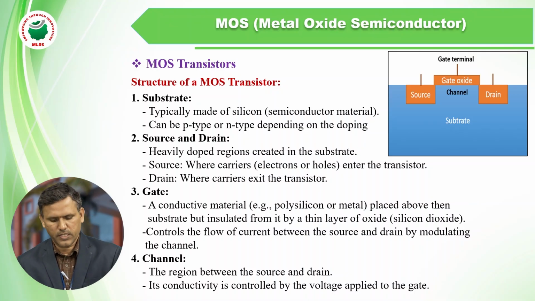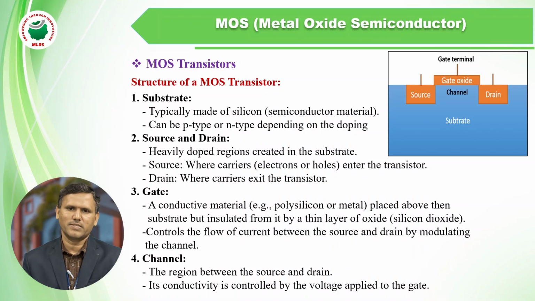So substrate is typically made up of silicon, that is a semiconductor material. It can be either P-type or N-type, depending upon the doping level. Next one is source and drain. Here heavily doped regions are created in the substrate. Source is where carriers, electrons or holes, enter into the transistor. Drain is where carriers exit the transistor.